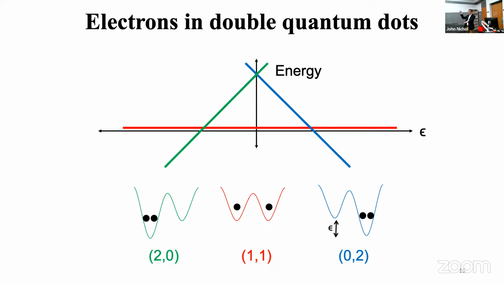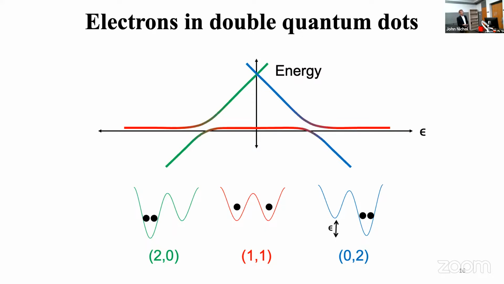Okay, if we go over to the right, both electrons will occupy the right dot. We'll call this the 0-2 charge configuration. And if we go over to the left, we have the 2-0 charge configuration, which is the ground state. Here is kind of a cartoon energy level diagram showing how this works.